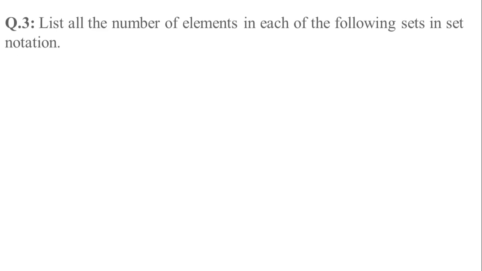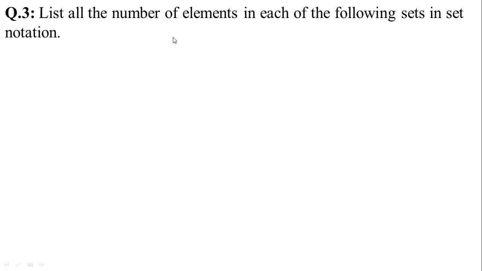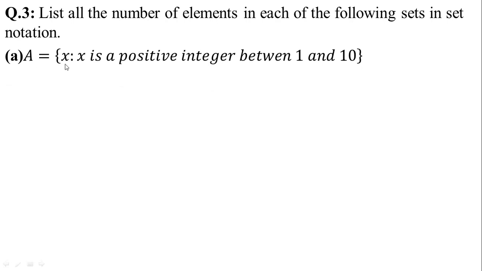Now in question number 3, list all the elements in each of the following sets in set notation. Here we can give the answer in set notation. So first, part a. Given is A = {x : x is a positive integer between 1 and 10}. We write the positive integers between 1 and 10. So the answer of A is equal to {2, 3, 4, 5, 6, 7, 8, 9}. These are the positive integers between 1 and 10.